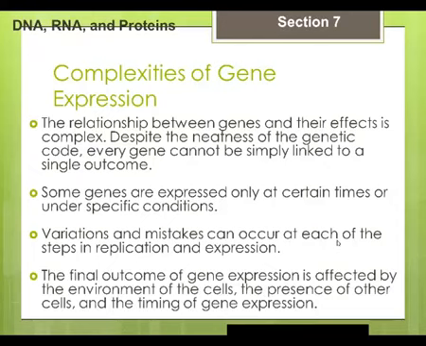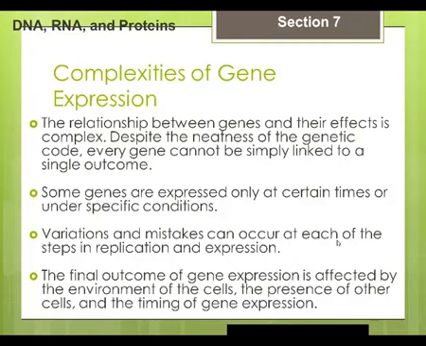So this process of gene expression is much more complex than just what we saw right here. The relationship between genes and their effects is very, very complex despite the neatness of the genetic code. So every gene cannot simply be linked to a single outcome. Some genes are expressed only at certain times or under specific conditions or specific environments. For example, at the beginning of one of these sections we talked about how the Arctic fox creates a winter coat and it also has a summer coat.